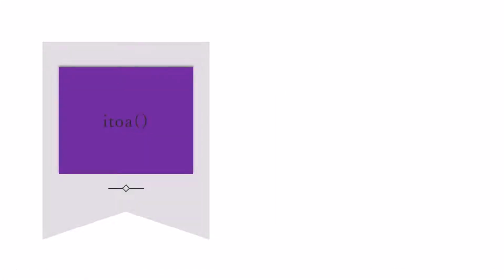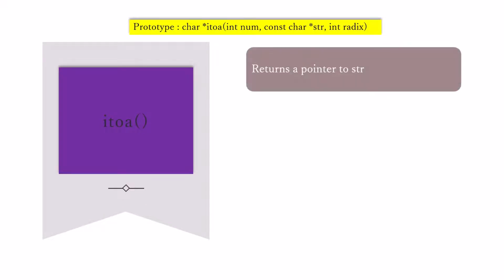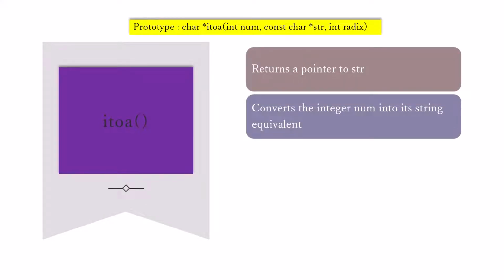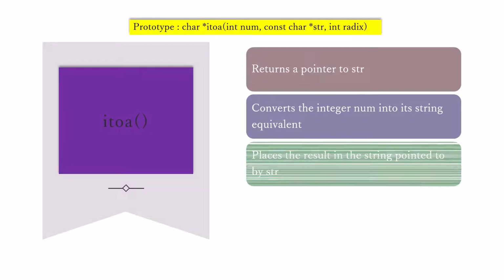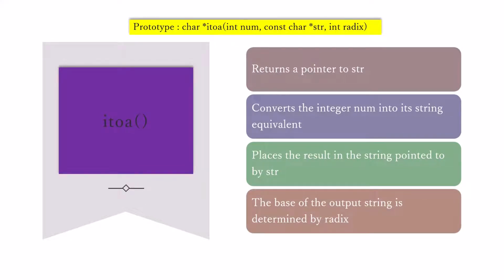itoa, that's integer to ASCII. And from the prototype, you can see this function returns a character pointer and takes as argument int num, and then a string, and int radix. So radix will be the base, and that can be binary, it could be decimal, right up to hexadecimal, which is 16. Returns a pointer to str, converts the integer num into its string equivalent, places the result in the string pointed to by str, right?